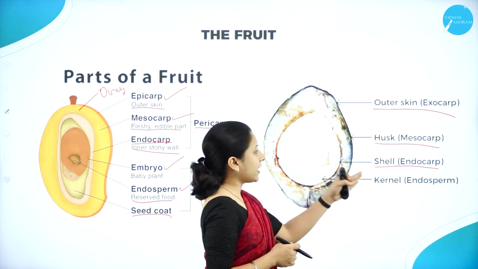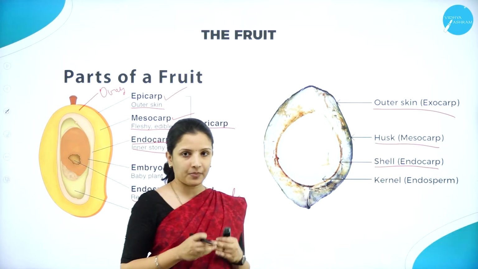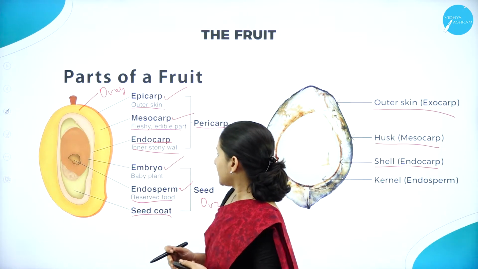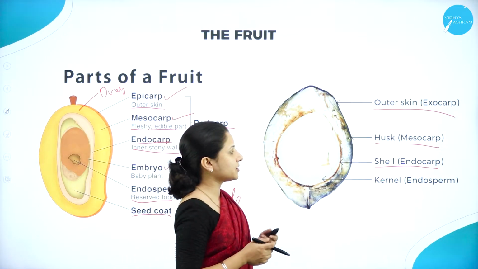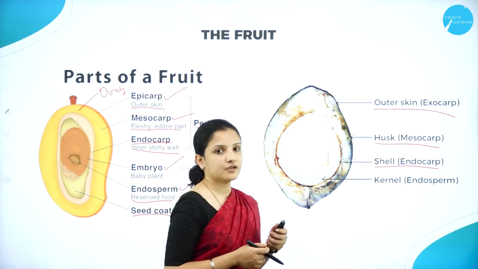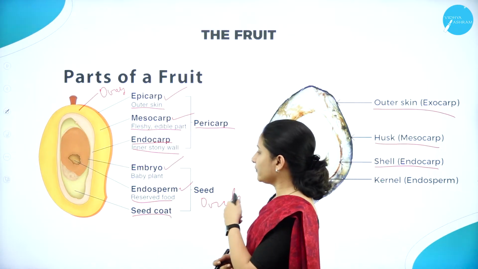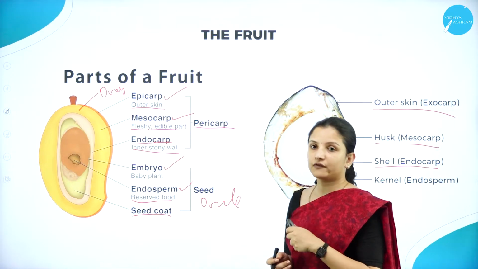Next comes the endosperm. So endosperm is the kernel, that is the fleshy part. So here also the fleshy part was called the mesocarp, similarly like that, but here the fleshy part is the kernel or the endosperm. So this is the structure of the seed. That is, the seed is made up of an embryo, endosperm and the seed coat, and overall these are the different parts of a fruit.